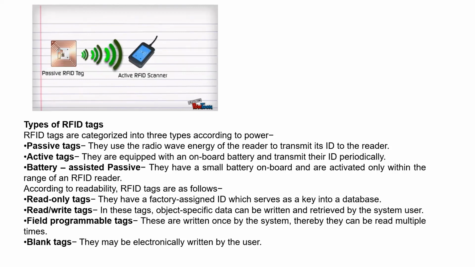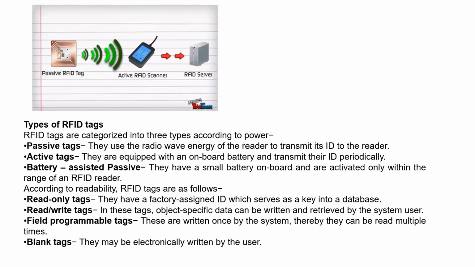Active tags, on the contrary, have an onboard battery and an onboard transmitter, and they can transmit their identity periodically. In passive tags, there is no battery and no transmitter. But there are some passive tags which are also battery operated, but there is no transmitter within them. Some battery-assisted passive tags are also there.